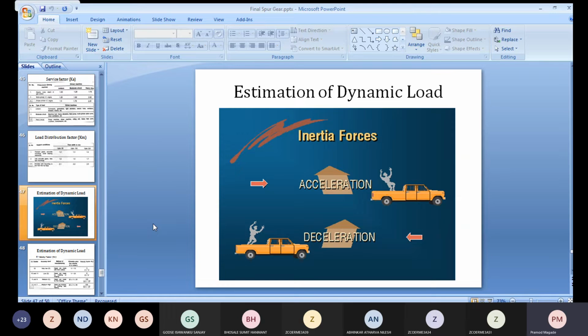But while estimating the dynamic load, we'll have to use the two basic parameters. One is the velocity factor and second one is again Buckingham's equation. These two things we'll have to use. So we'll check what is that two things and how it works. So under that title, estimation of dynamic load, just write down.